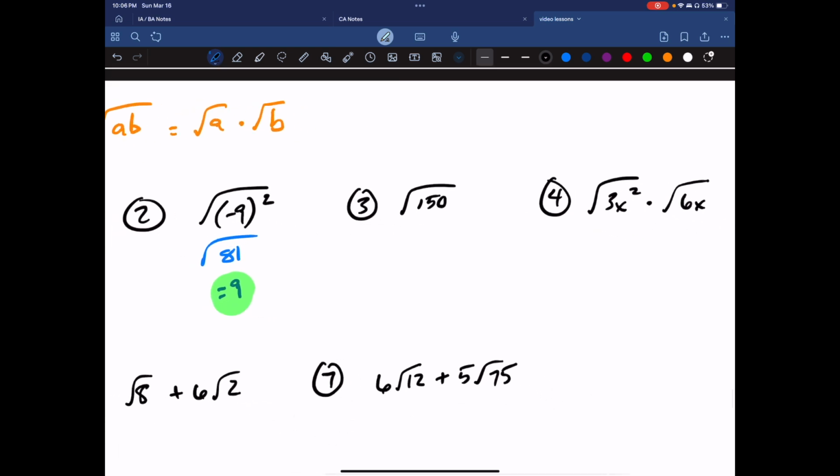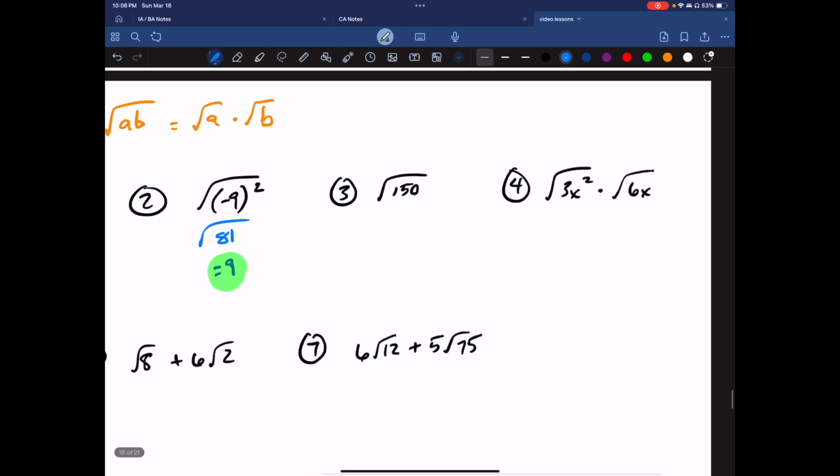Okay, we have 150. What times what is 150? There are several things that fit that category, but we don't want just anything. We want to deal with perfect squares, because perfect squares get to come out of the radical. Like the square root of 9 is 3, and I can bring the 3 outside. The square root of 16 is 4, and I can bring the 4 outside. So think in terms of that. If I do 25 times 6, that's 150, and 25 is a perfect square.